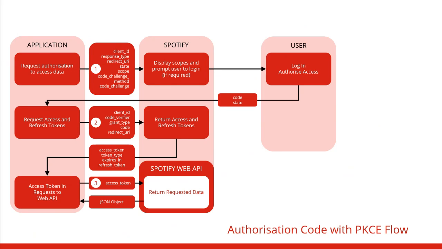For the flow, the first thing you need to do in this case is create a code verifier. That's a cryptographically random string, and then you need to hash and encode that to create a code challenge. Then you just construct an authorization URI where the user will log in and authorize access like the previous one. And then you'll use the code returned to get an access token along with a refresh token, similar to the other flow. And again, you can use that refresh token to get a new access token.